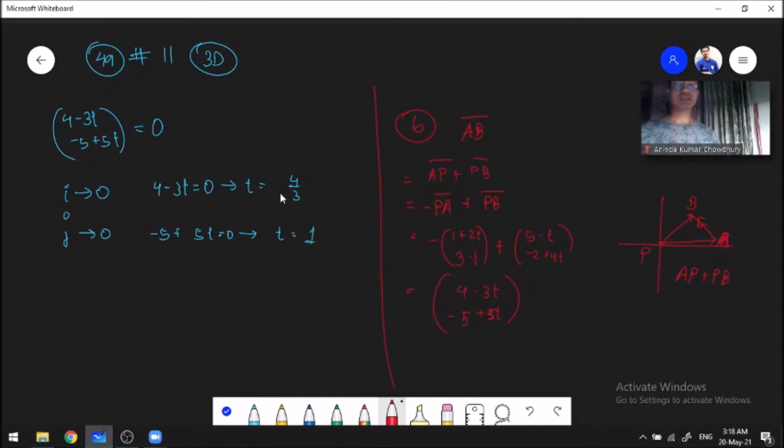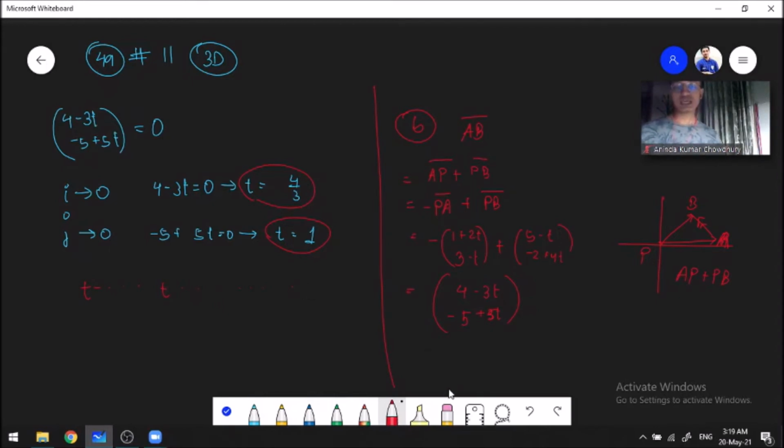As you can see, the value you obtain from the I vector is not the same as the value obtained from the j vector. This is why the ships will not collide. Two particles or two bodies will only collide when the time obtained from the I vector is the same as the time obtained from the j vector. So your answer should be t, the t obtained from the I vector is not equal to the t obtained from the j vector. Therefore, the two ships do not collide. You have to write this sentence down in order to complete your answer.